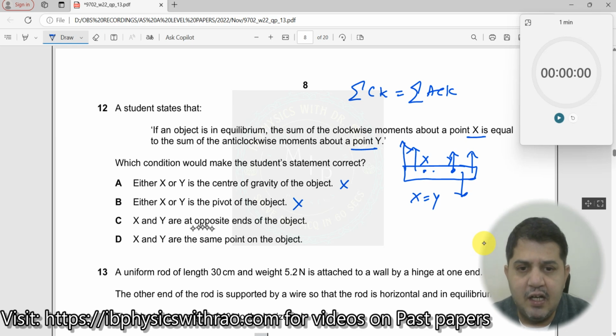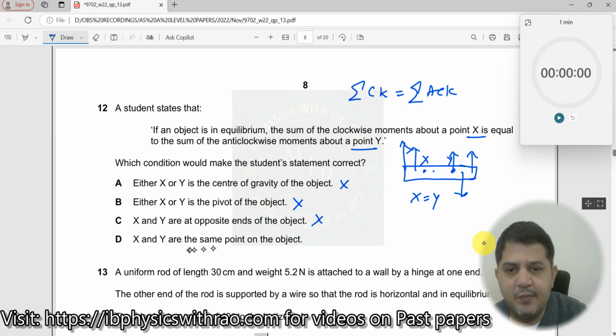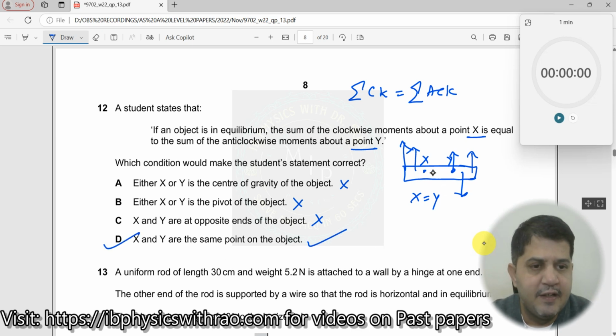X and y are the opposite ends of the object? No. X and y are the same point on the object. D is the right answer. It should be lying on the same point. It could be the middle over here, or it could be anywhere, but it should be the same point.